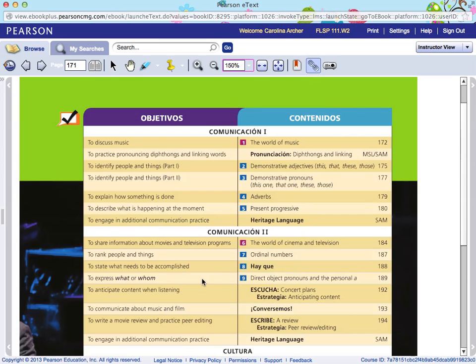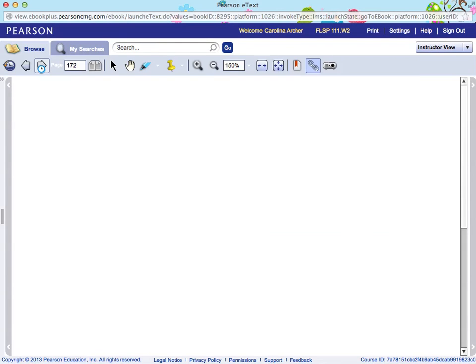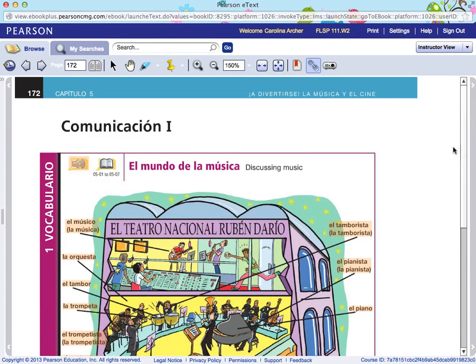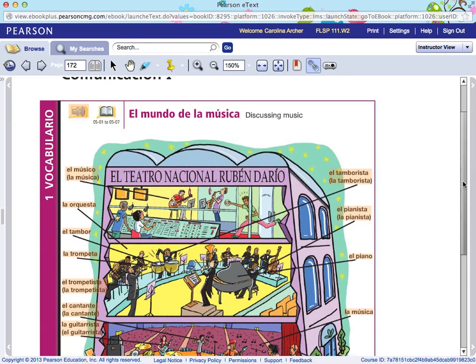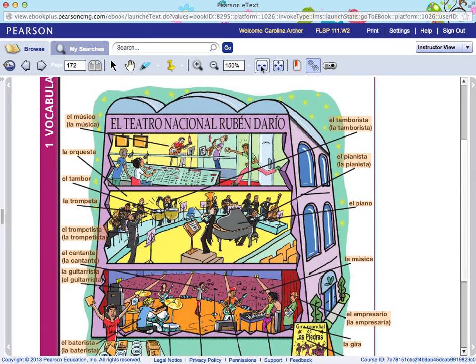And we are also going to look at direct object pronouns and the personal a that we learned a little bit about in chapter 4 to express what or whom. Okay, direct object pronouns. Okay, muy bien. So let's get started with the vocabulary, the first section of vocabulary, comunicación 1, el mundo de la música. We're going to discuss music, and here we have vocabulary. We're going to start here at the top.